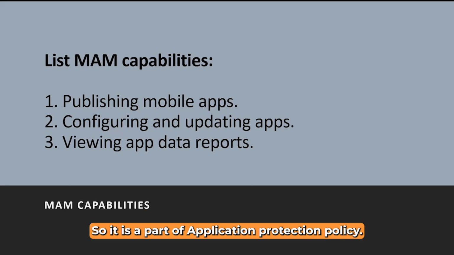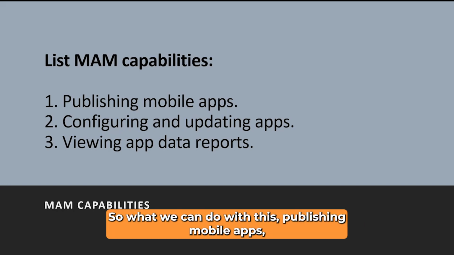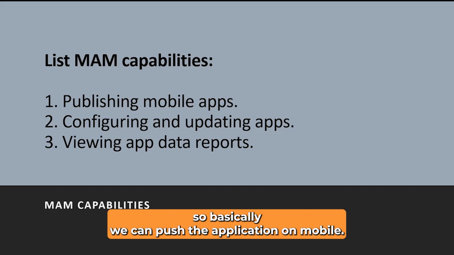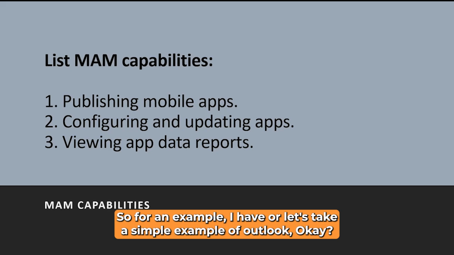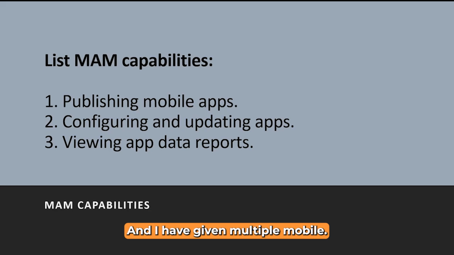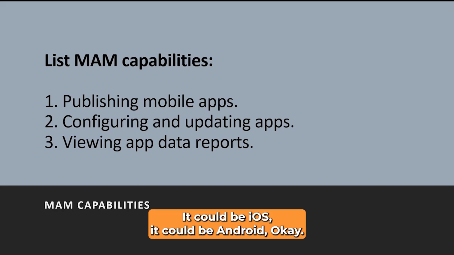So it is a part of application protection policy. So what we can do with this, publishing mobile apps. So basically we can push the application on mobile. So for an example, let's take a simple example of Outlook, okay? And I have given multiple mobiles. It could be iOS, it could be Android, okay?